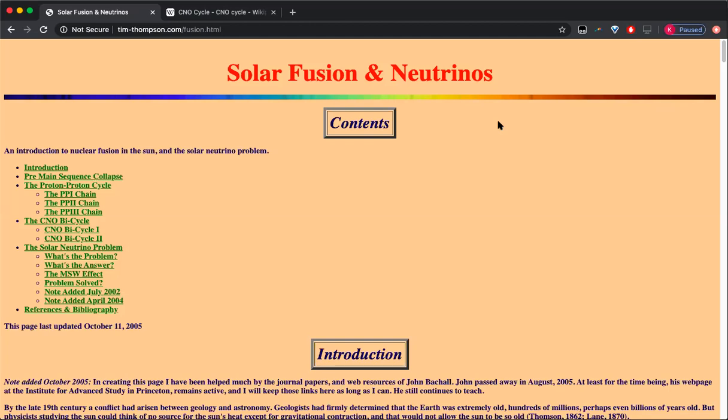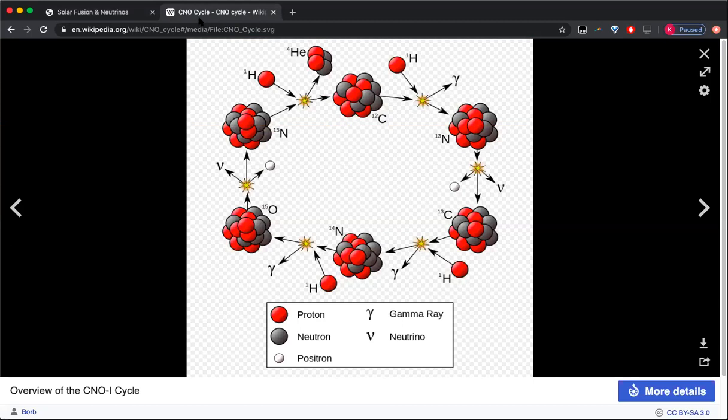those are the CNO cycle dominated stars, where C, N, and O stand for carbon, nitrogen, and oxygen, because we are thinking of those elements, or a single element that transforms between these three different elements, as being a catalyst for this reaction. So we have a really nice cyclical, hexagonal diagram here on Wikipedia.